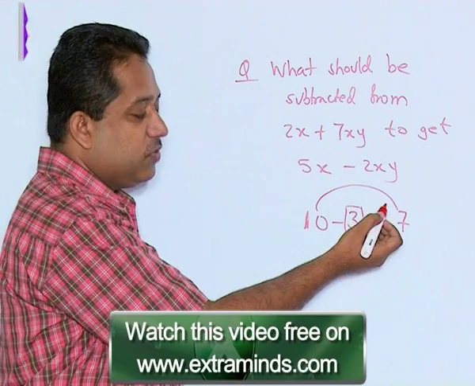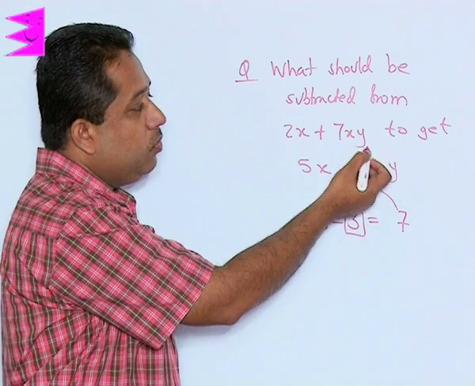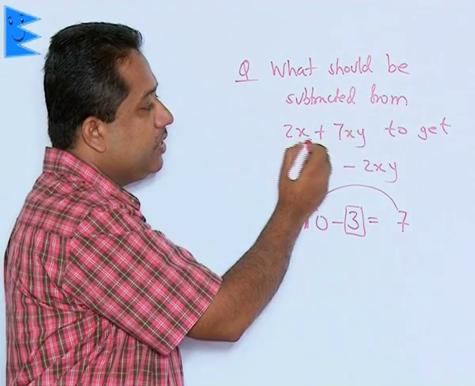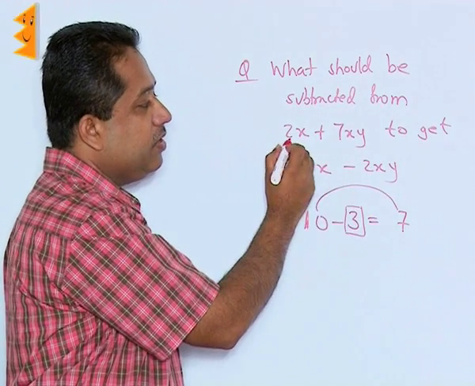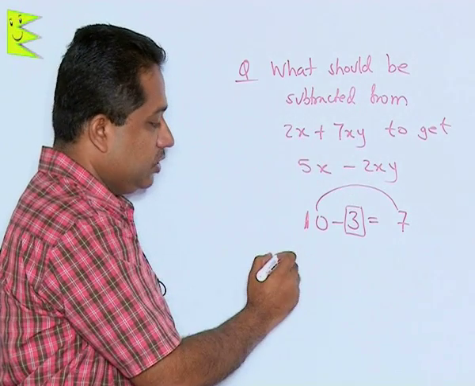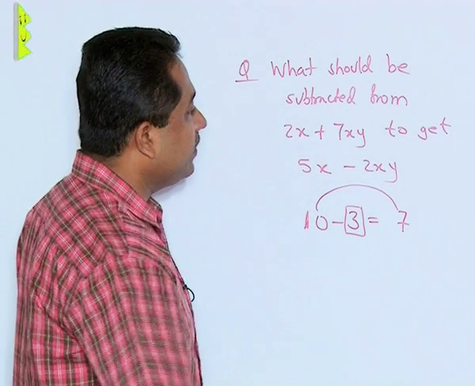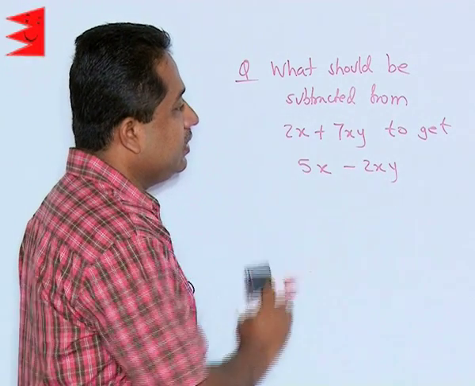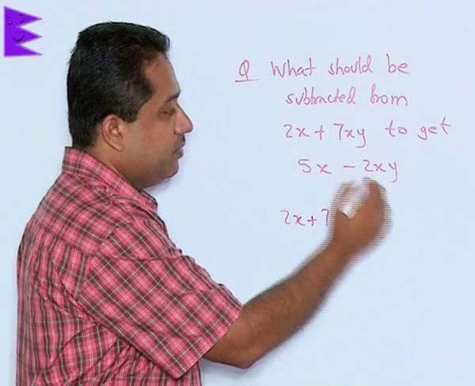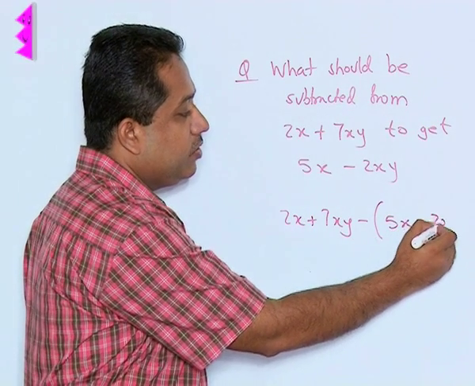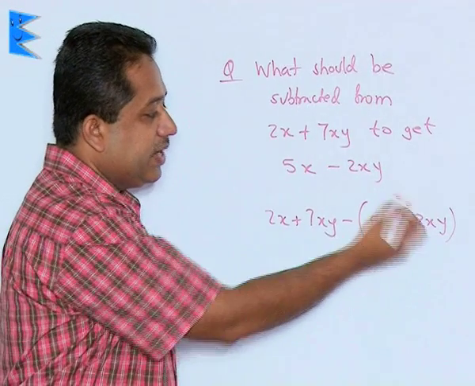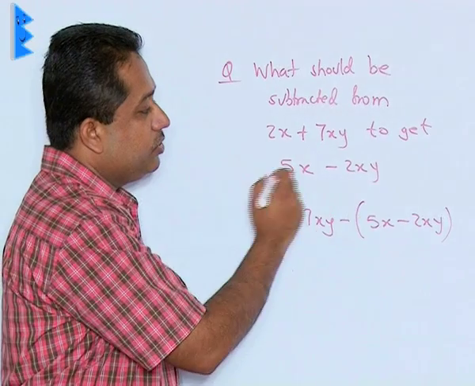So, using this concept of numbers in algebraic expressions, we can say what should be subtracted from this to get this expression. That means we have to simply subtract these two expressions, and this will be written first. So, we can write this as 2x plus 7xy minus of 5x minus 2xy. So, I am going to subtract this.